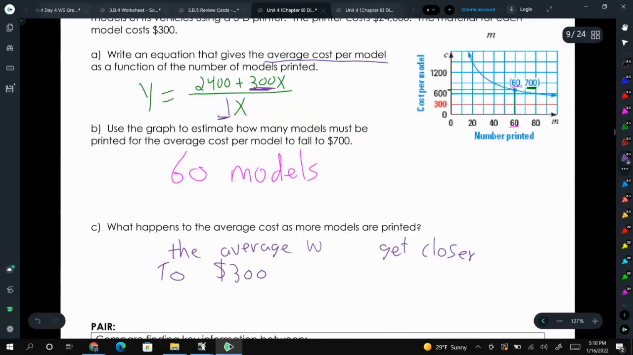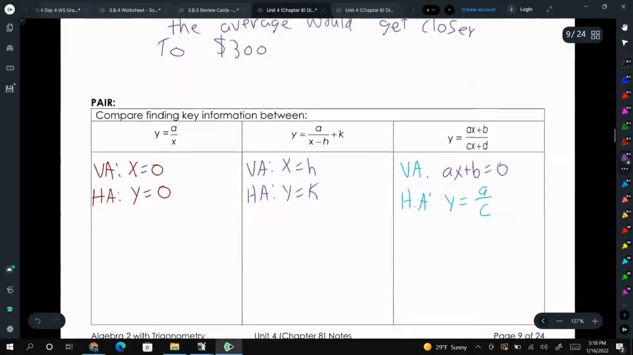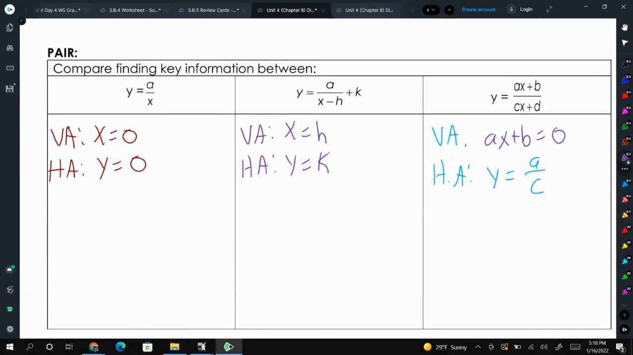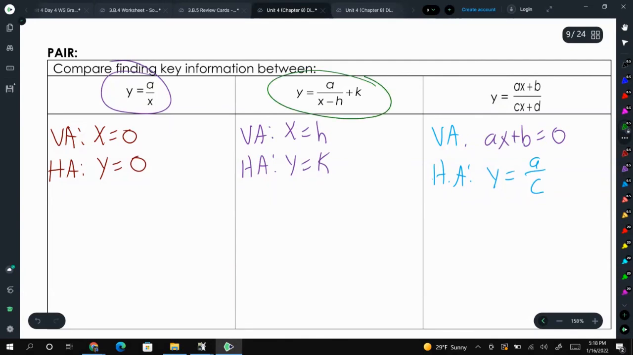So now let's look down below at a summary of the different forms we have. We have the general inverse variation form right here that had a vertical asymptote at x equals 0 and a horizontal asymptote at y equals 0. Then we had y equals a over x minus h plus k. Your vertical asymptote was at x equals h, and your horizontal asymptote is at y equals k.